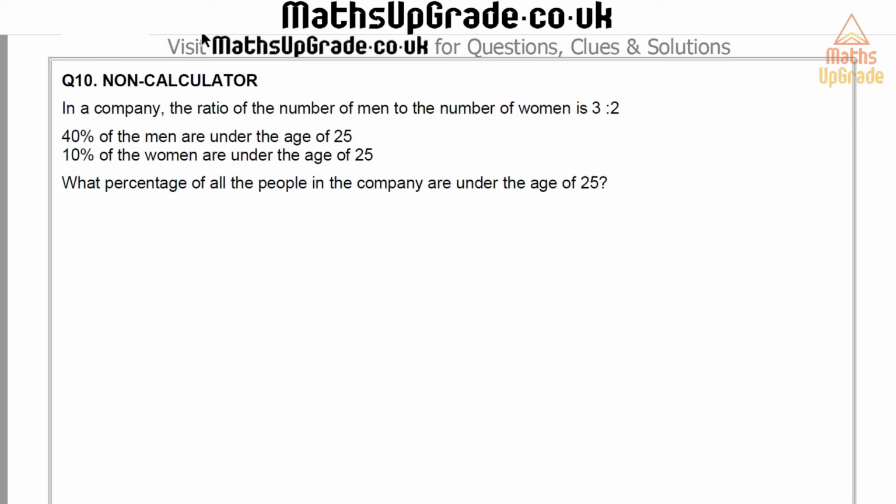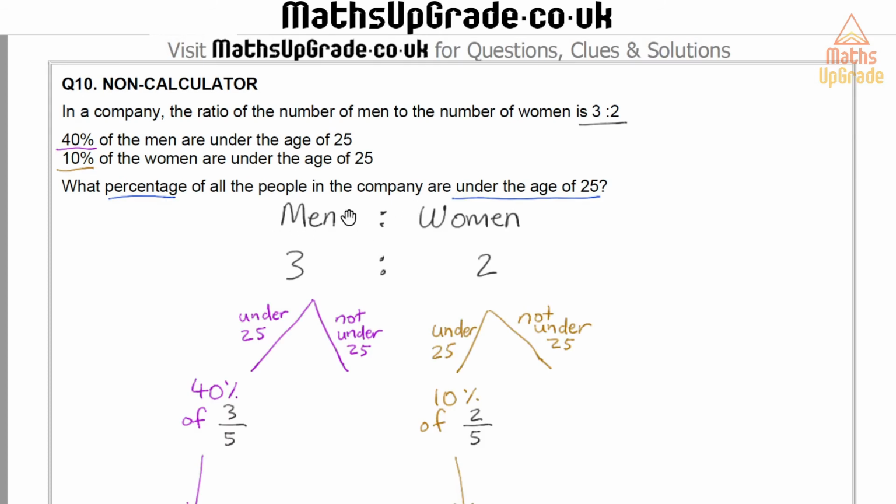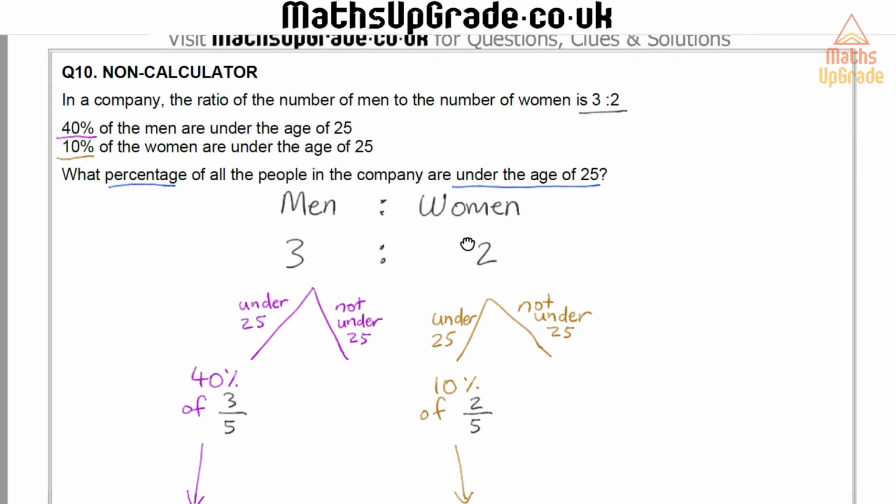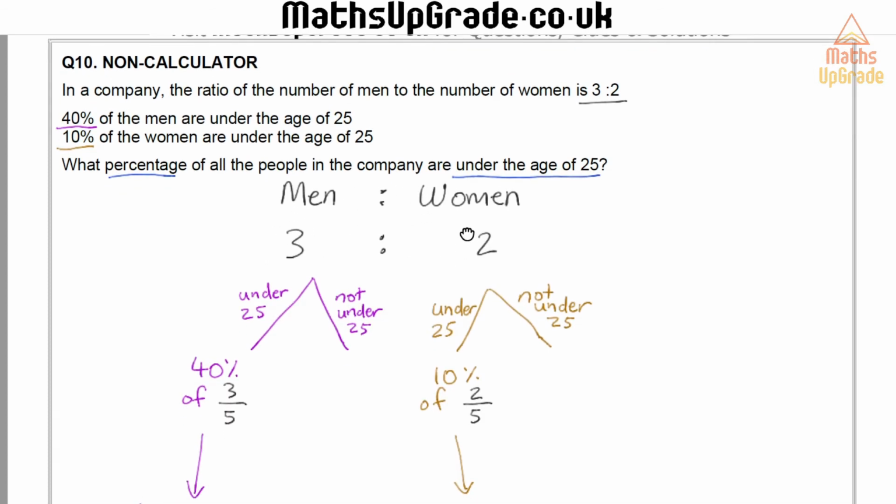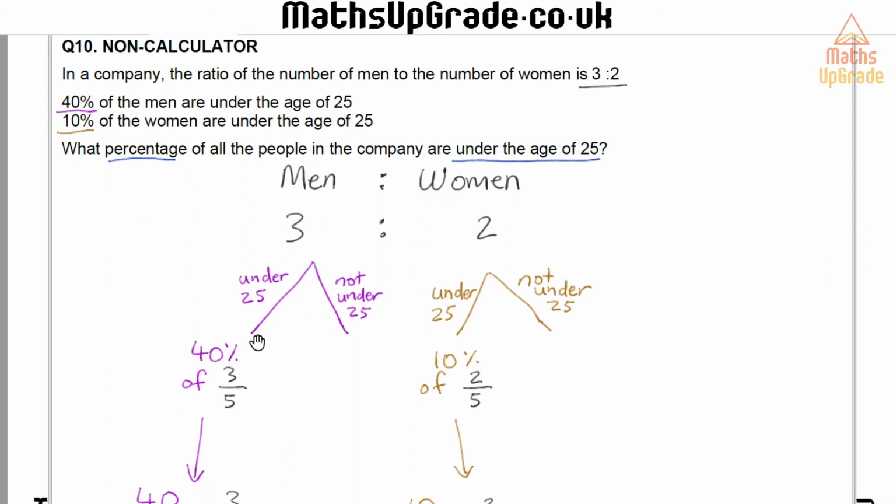First of all, I'm going to write that ratio that I know of men to women. So here's men to women, 3 to 2. The next thing I'm going to do is branch off the men, the under 25s, and the people that are not under 25. Well, I'm told that 40% of the men are under the age of 25. So this is 40% here. 40% of 3 parts out of 5 altogether. So 40% of 3/5.